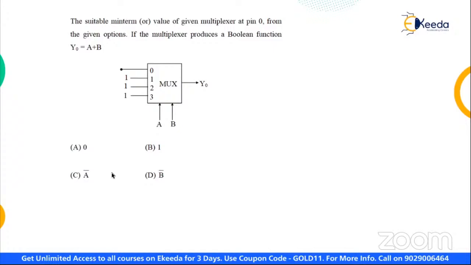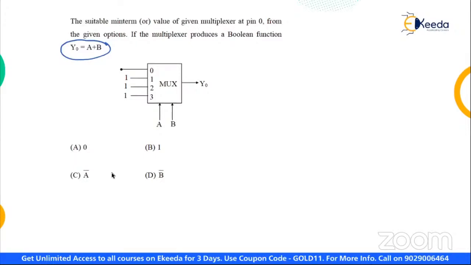Find the suitable min term or value of the given multiplexer at pin 0 from the given options, if the multiplexer produces a Boolean function Y naught equal to A plus B. Okay, it is just simple, it is option A. Straight away it is option A. Let me tell you how.